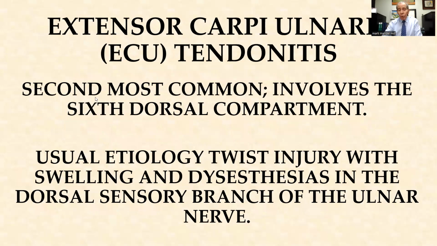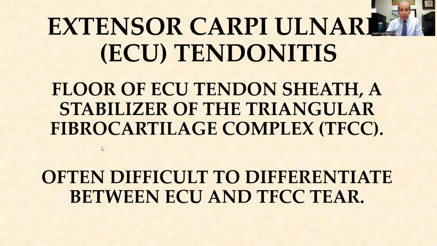The second most common form is extensor carpi ulnaris tendinitis, and that's on the little finger side. The usual common injury etiology is a twist torque injury. Now, right next to that tendon, I'm going to roll my shirt sleeve up here. Right next to that tendon is a very small nerve called the dorsal sensory branch of the ulnar nerve. So these patients often have tingling and numbness in the back of the little and ring fingers.